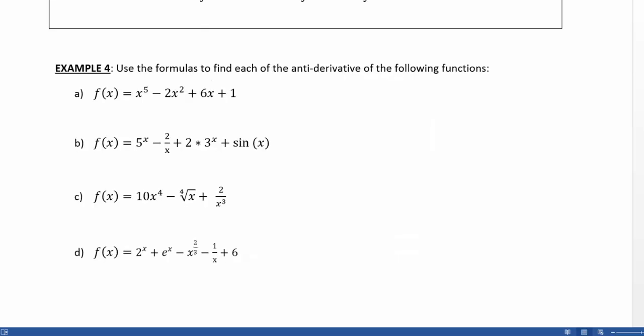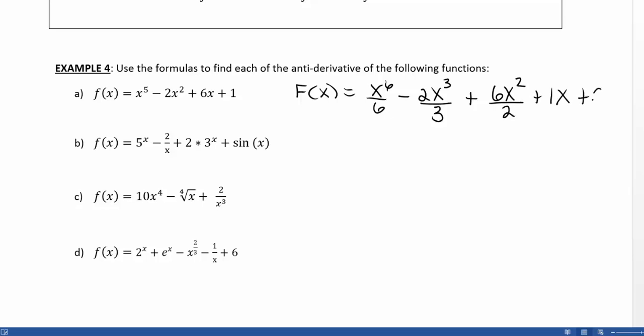Example 4. Use the formulas to find each of the antiderivatives of the following functions. So for the first one, again, we're going to go term by term, and we're going to find the antiderivative of each piece. So we start with x to the 5th. That becomes x to the 6th over 6 minus, then we have 2x cubed, because we add 1 to the power, divided by 3, plus, and then we have 6x squared divided by 2, so we added 1 to the power, divided by 2, plus 1x plus c.